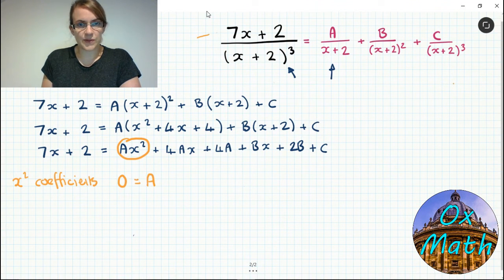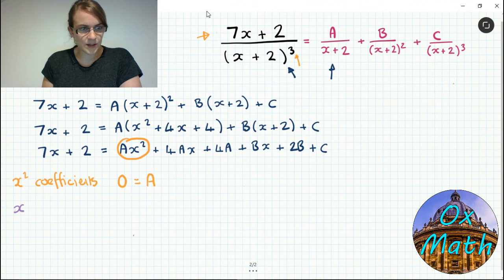Remember, to do partial fraction decomposition, our original fraction had to be proper. Because our denominator was cubed, we could have had an x squared on the top and it still would have been proper. So we might have ended up with a value of a had our numerator been different. But in this case, a is 0.